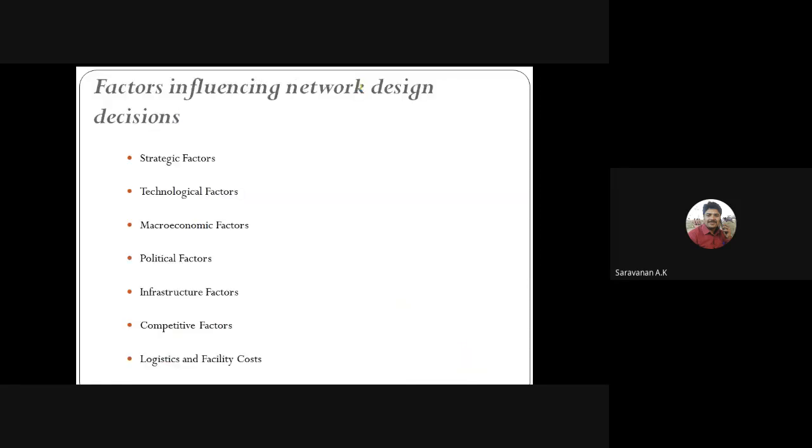Then, what are the factors that influence the network design decisions? Last class we saw the strategic factor, the technological factor, and the macroeconomic factor, which includes taxes, tariffs, and exchange rate demands. Then the political factors, infrastructure, new facility formation, competitors, and costs, that is, logistics and facility cost. These are the factors that influence the network design the most.